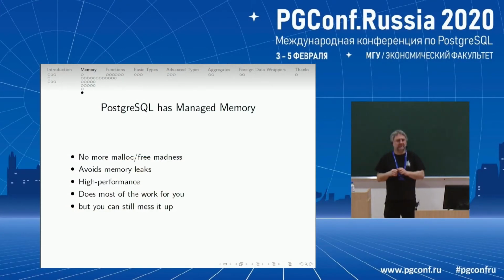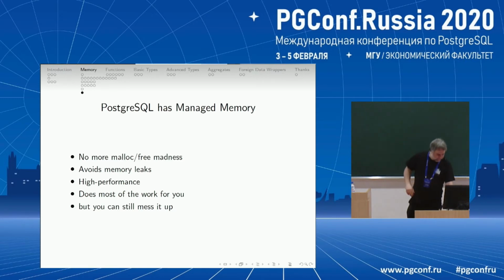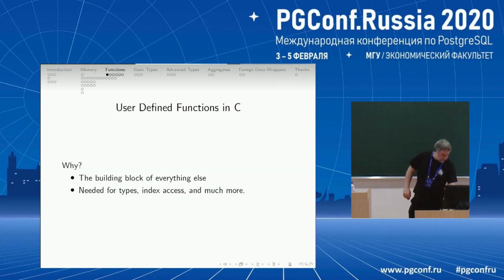Any others? All right. So let's start with user-defined functions in C, and we'll talk about the boilerplate and what it's all there for, and where this can run you into trouble. And then we'll start to go through some actual types.